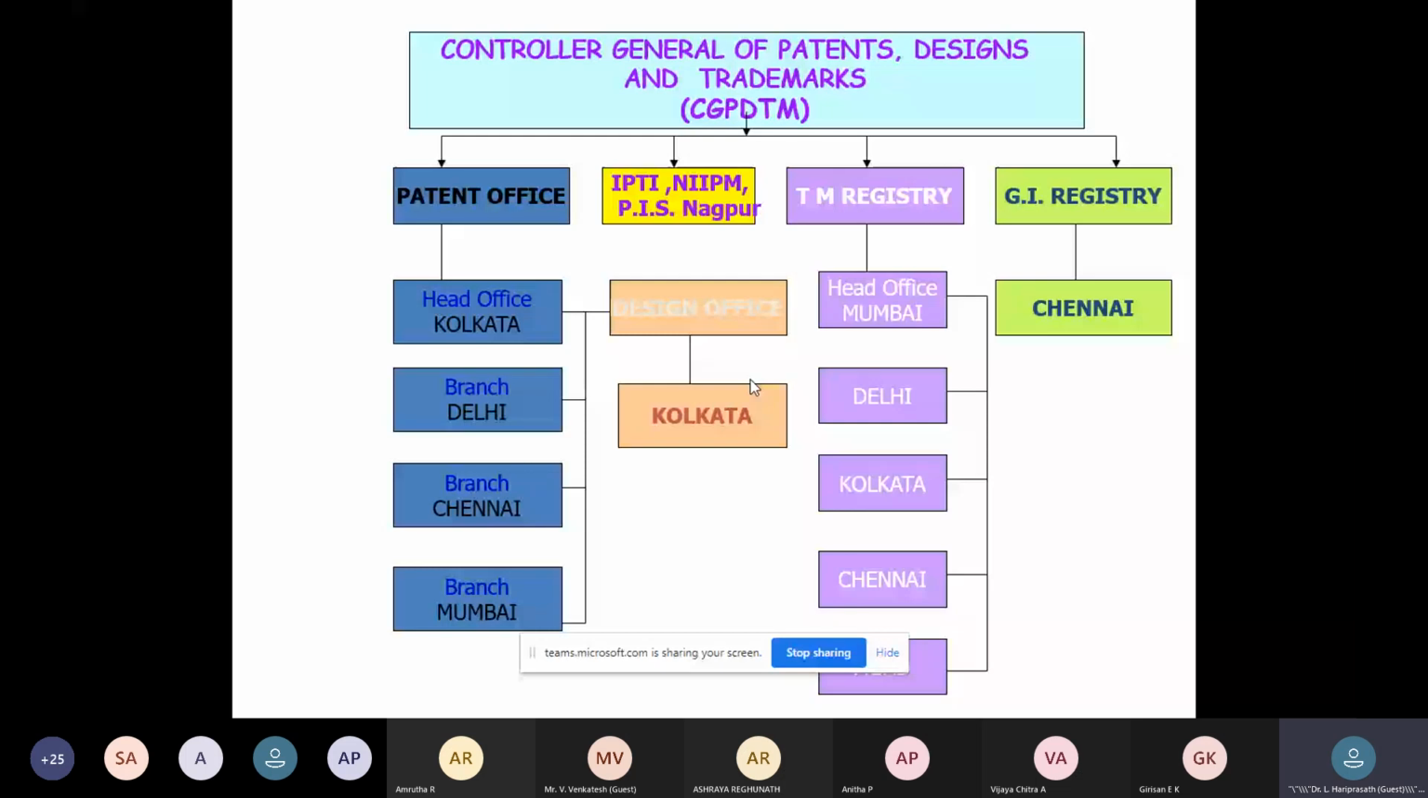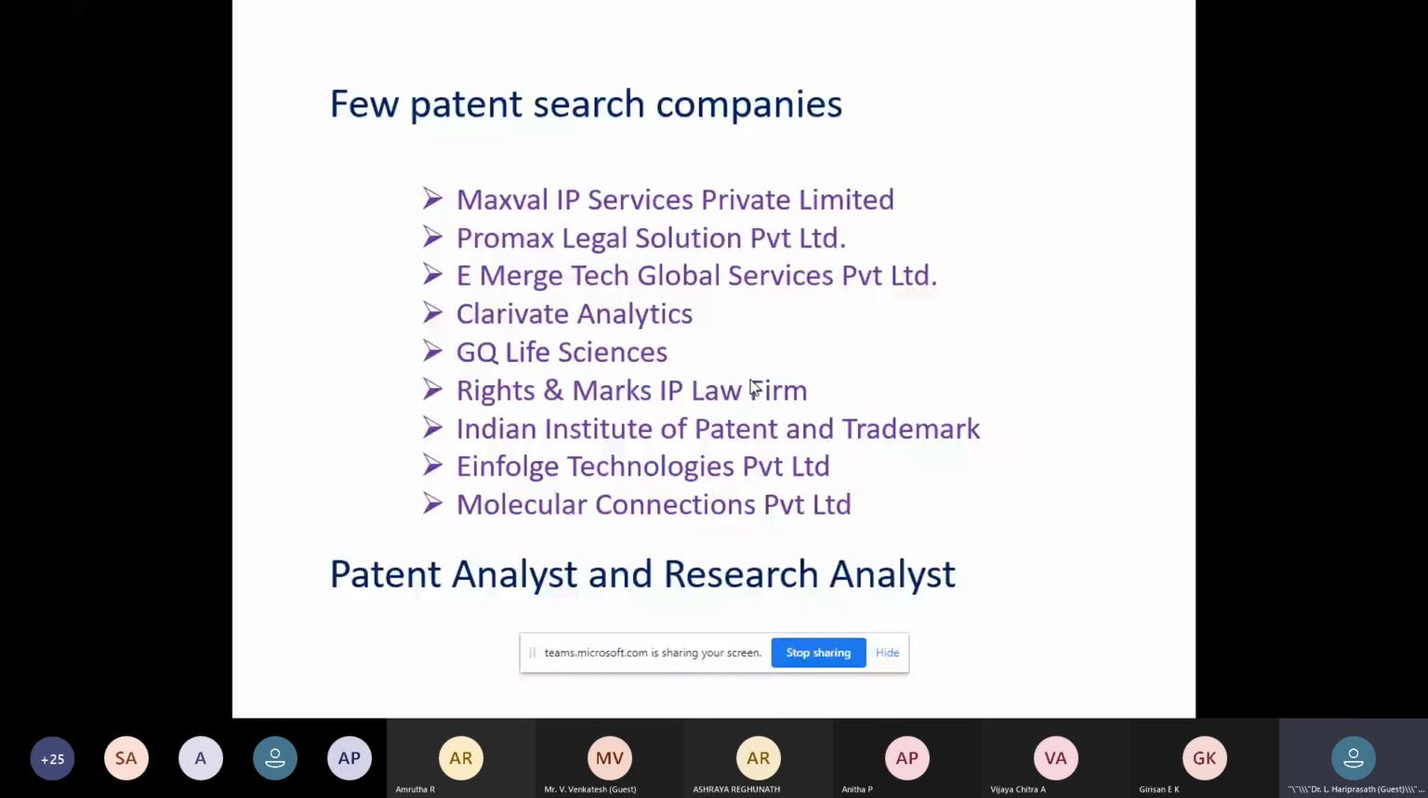And to the students, I would say that there are a lot of openings existing in IPR. These are a few companies that are recruiting life science candidates after their degree and post graduation. We have Maxwell IP Services Private Limited, Promax Legal Solutions, Emerge Tech Global Services, Clarivate Analytics, GQ Life Sciences, Rights and Marks, IP Law, Indian Institute of Patent and Trademarks, Molecular Connections, and here your role will be either as patent analyst or research analyst. So you can contact me if you need more information on these companies. I'll be happy to share it with you.